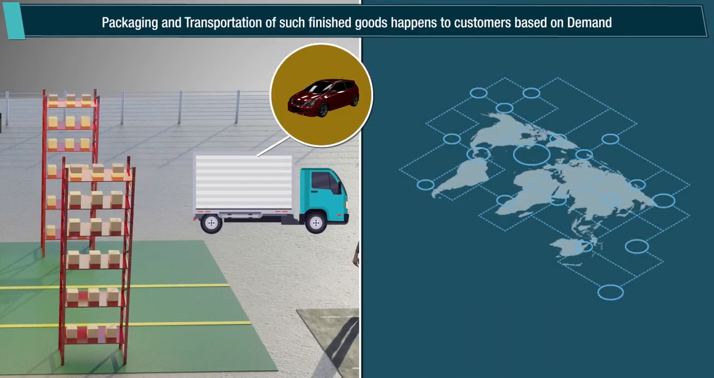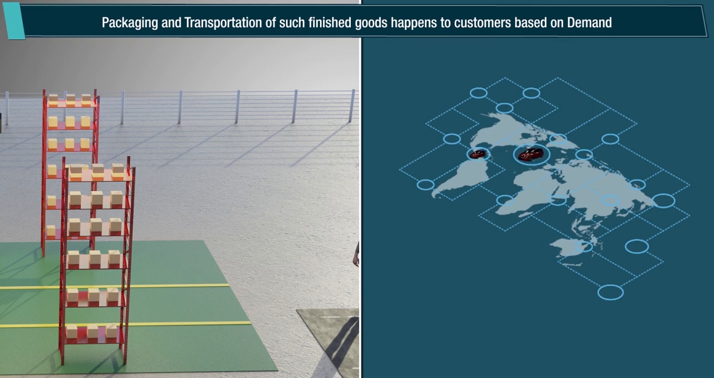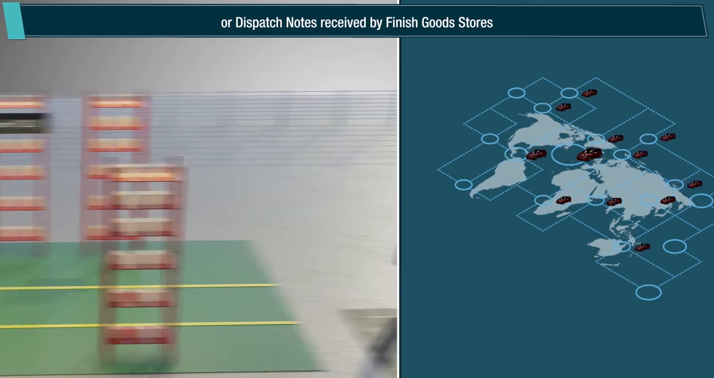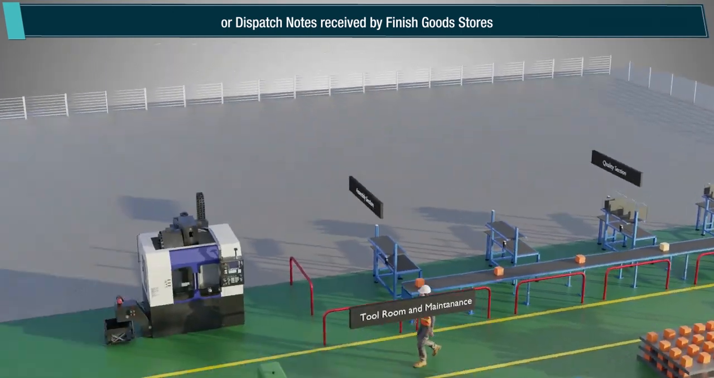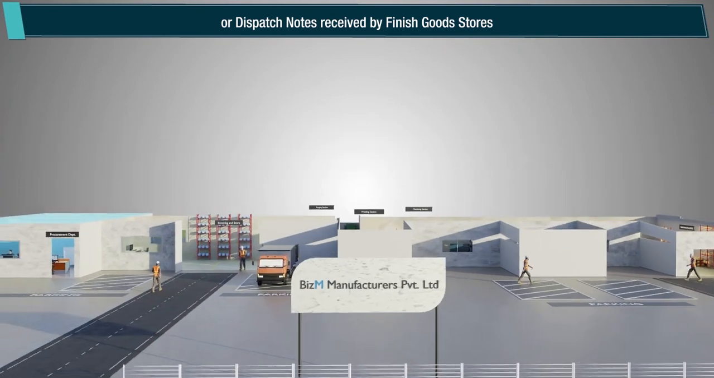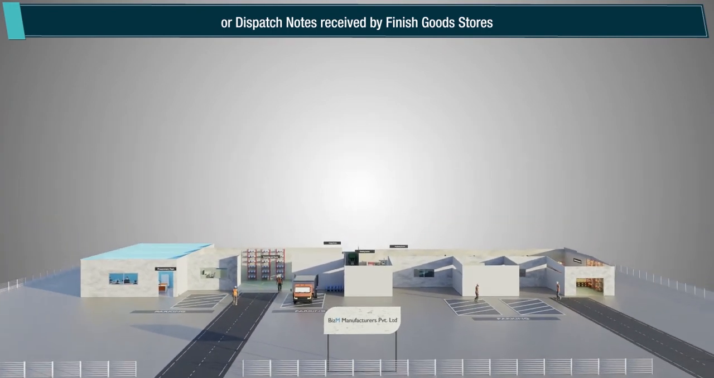Packaging and transportation of such finished goods to customers happens based on demand or dispatch notes received by finished goods stores. This is a walkthrough of a generic setup. However, it changes based on specific processes and working of an organization.